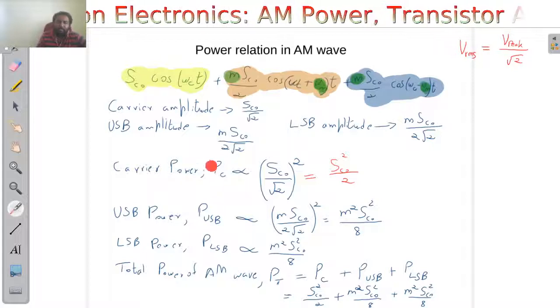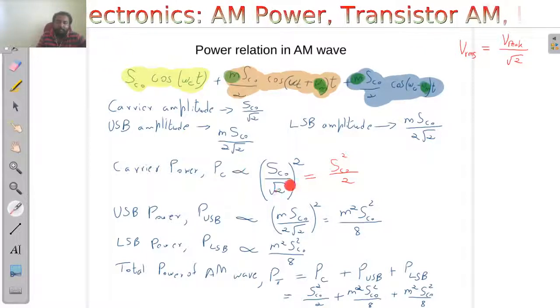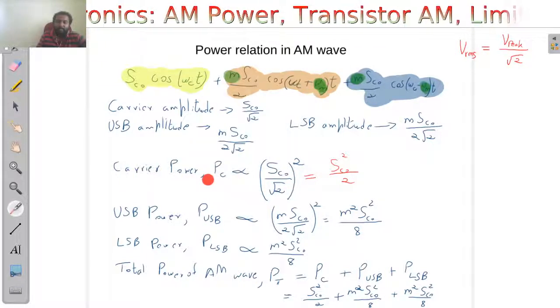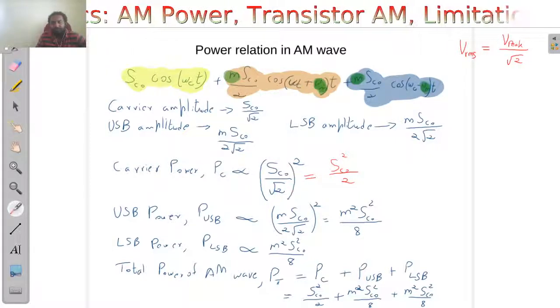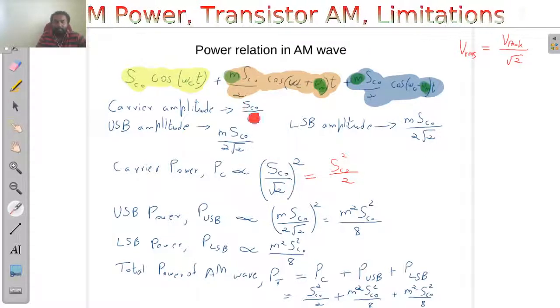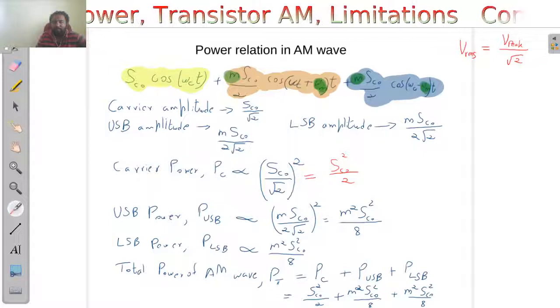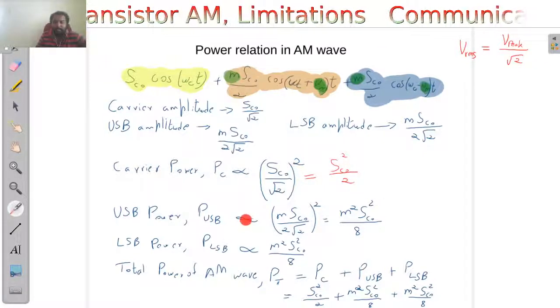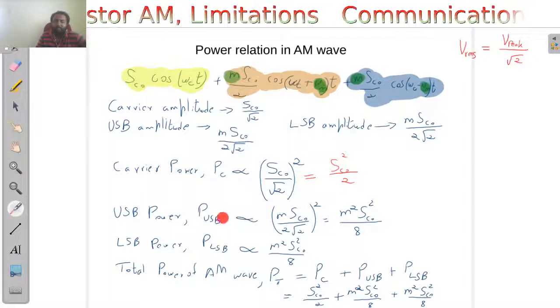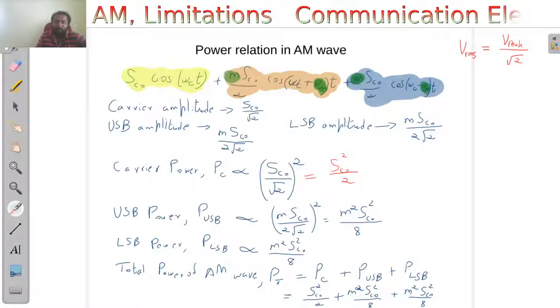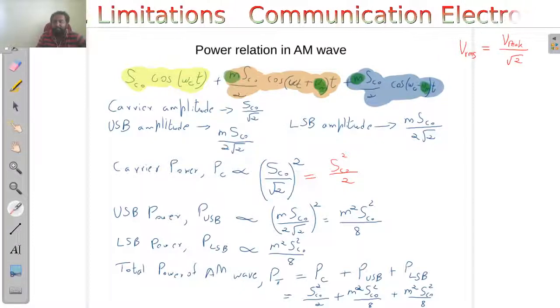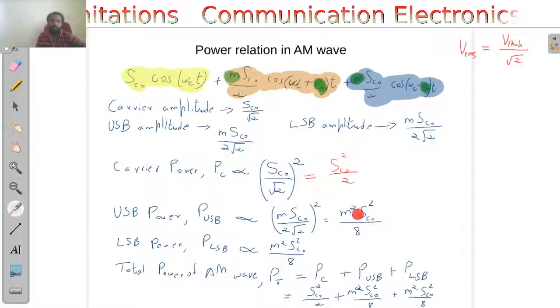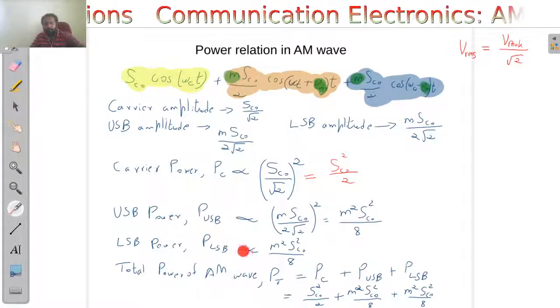And the power is directly proportional to the square of the amplitude. So when we find the carrier power, it is the square of the carrier amplitude, which is given here and simplifies into SE0 square by 2. Similarly for the upper sideband power, which is directly proportional to the square of the RMS amplitude, that is also shown here. Similarly for the lower sideband.